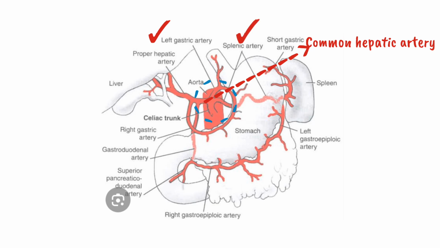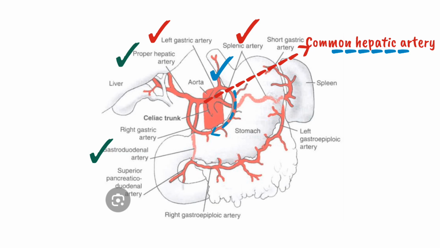The left gastric artery divides into two branches: the esophageal branch, which will supply the lower esophagus, and the main branch will continue as a gastric branch, and it will move along the lesser curvature of the stomach. The second one is the common hepatic artery. The common hepatic artery will divide into the gastroduodenal artery and proper hepatic artery.